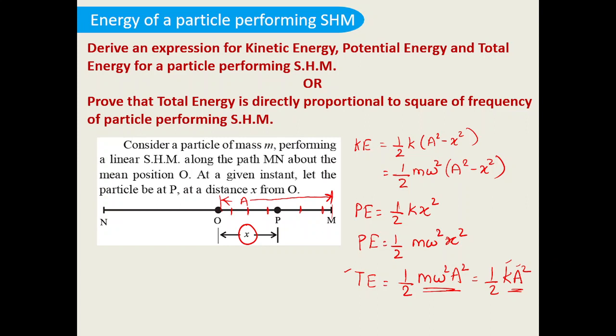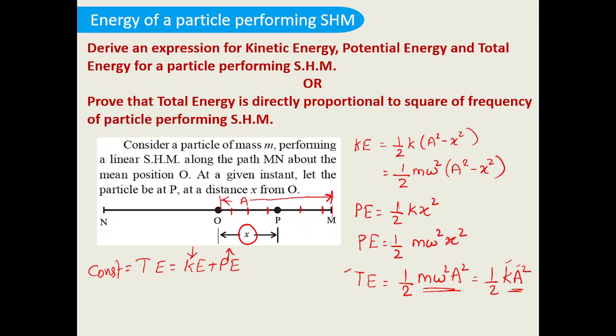Total energy does not change, and total energy always equals kinetic energy plus potential energy. Since this value is constant, if in any case the kinetic energy decreases, the corresponding potential energy has to increase. Whenever the potential energy decreases at any point, the kinetic energy will increase, and vice versa.